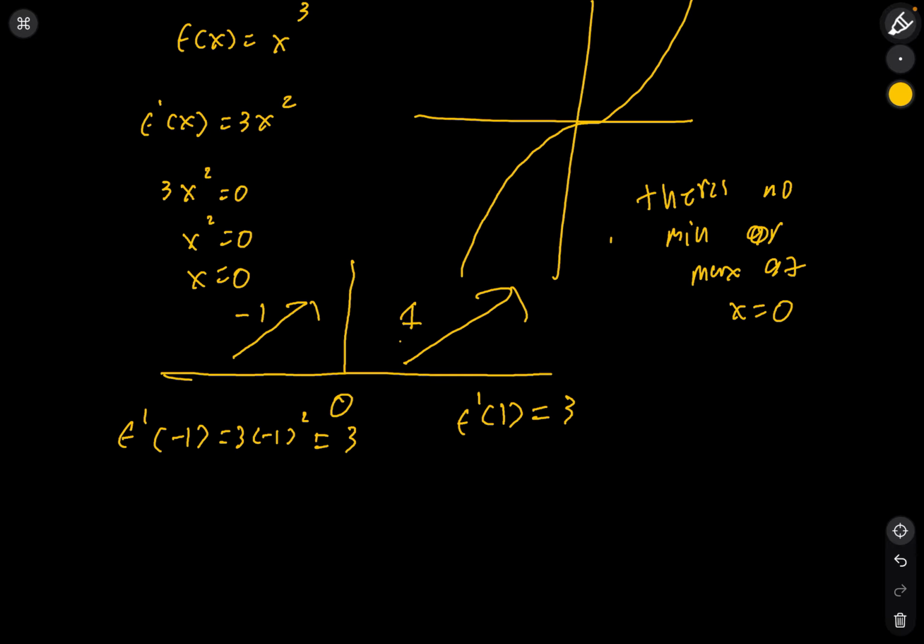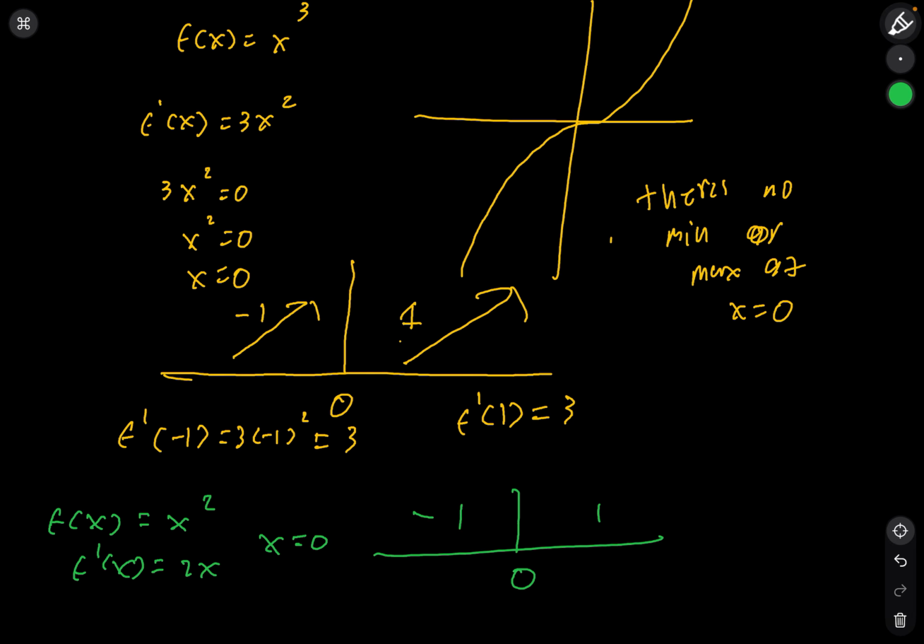Let's take x squared again, right? And let's do everything else that we just did for x to the third. Let's do our sign chart again. -1 and 1. Now let's plug back in for 2x. F prime of -1 is equal to -2. F prime of 1 is equal to 2. So we see here that before 0, it's always decreasing, and after 0 it's always increasing.